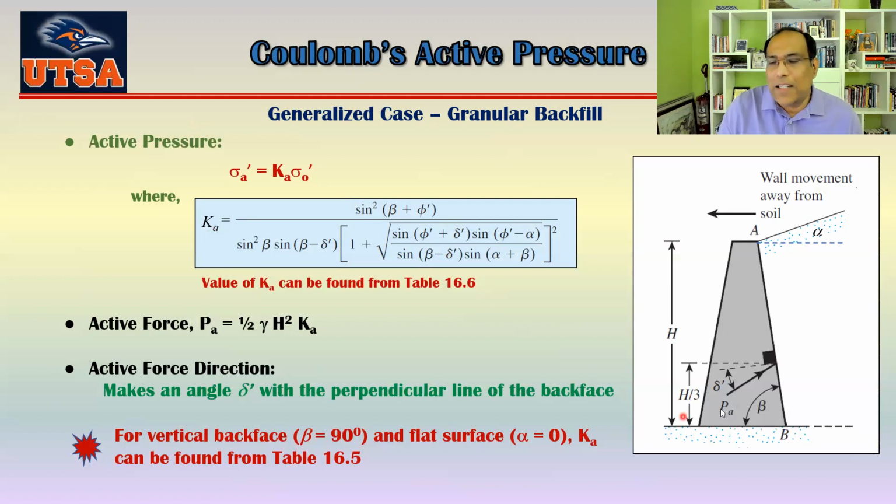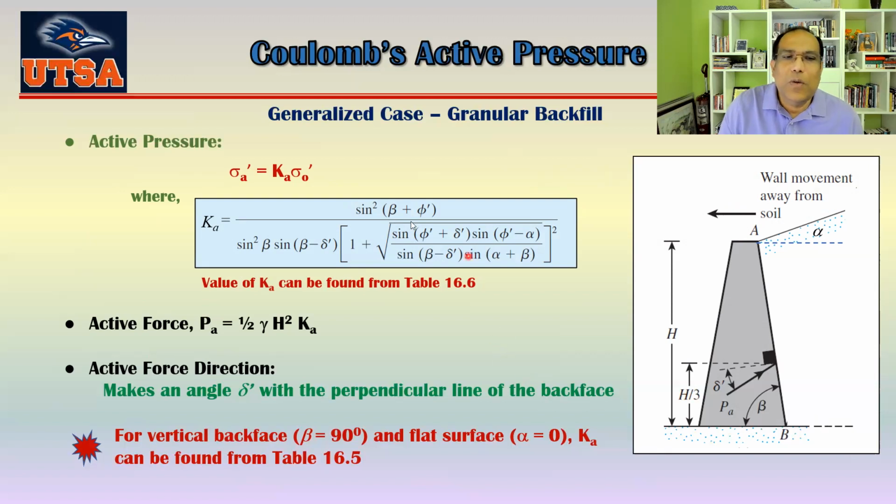If you look at the figure here, beta is the angle of the back face with the horizontal. The angle of the back face with the vertical is actually theta. We use theta for Rankine's pressure. For Coulomb's pressure, we use the angle with the horizontal, which is beta here.